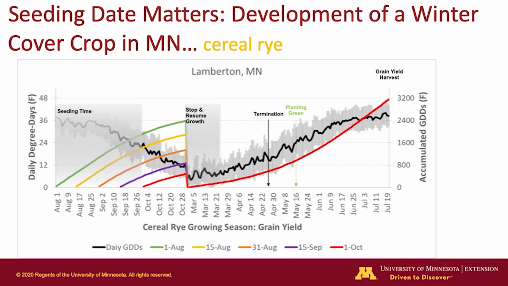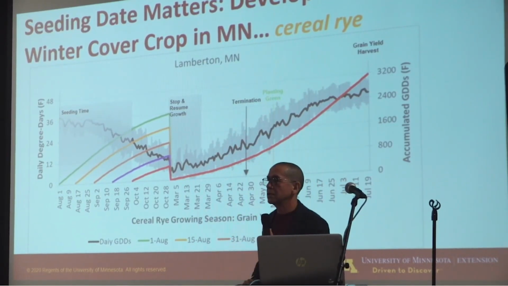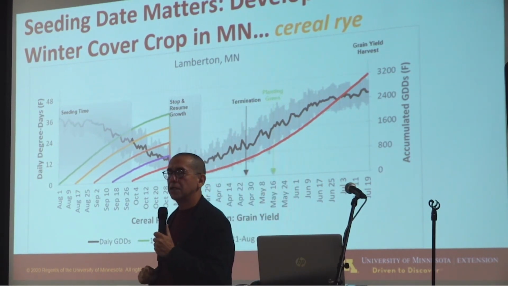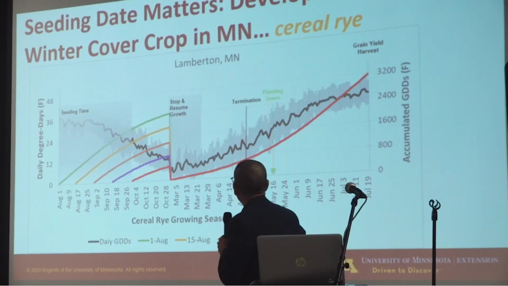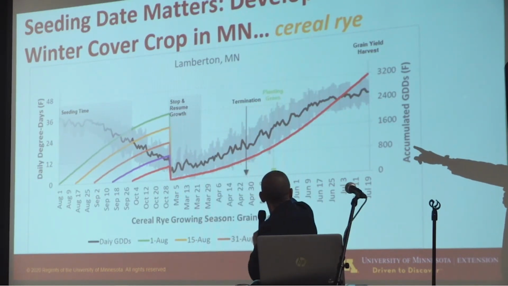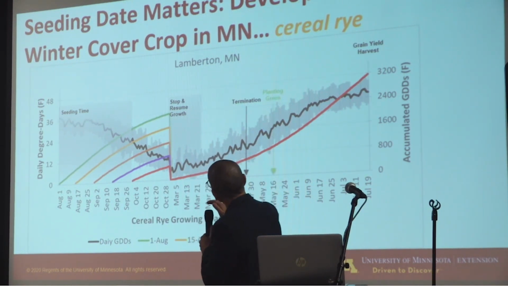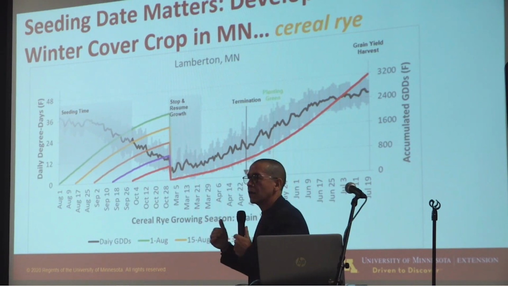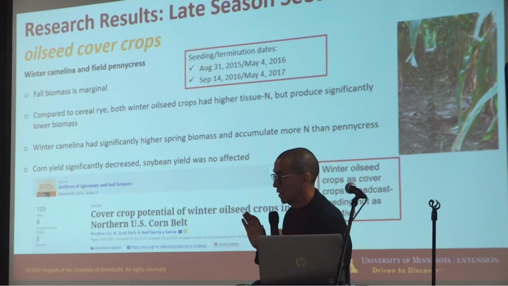But if cereal rye stops growing at the end of the season and then resumes growth in the spring and keeps going, and you harvest that cereal rye for grain, you will see that you will need 3,200 accumulated degree days or heat units. With cover crops, that is not going to happen. With cover crops, you will probably have less than 800 accumulated heat units, okay? So that's another reason how our environment makes this a little bit difficult.